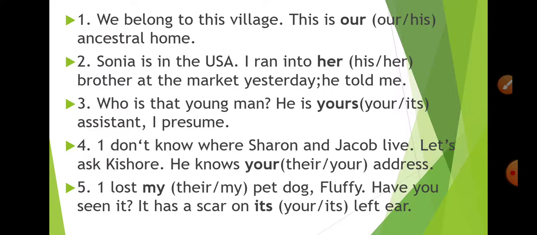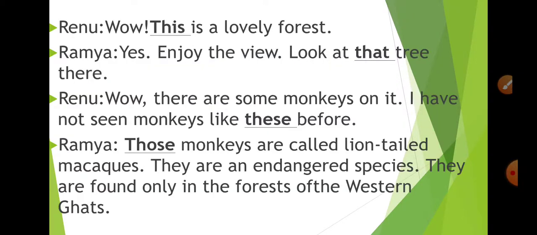I lost my pet dog, Fluffy. Have you seen it? It has a scar on its left ear. So in this, the person is saying, I lost my pet dog. He is asking for the dog he lost. Complete the dialogues with this, that, these or those. These are demonstrative determiners. You have to use them in this exercise.